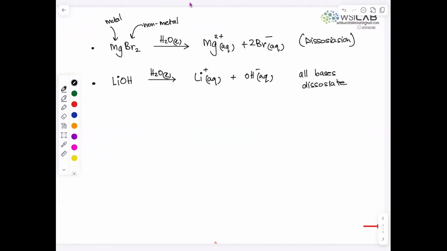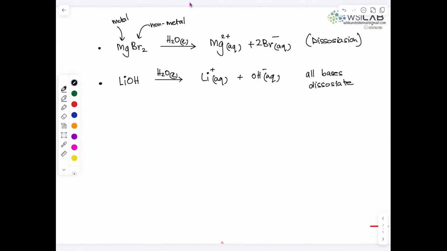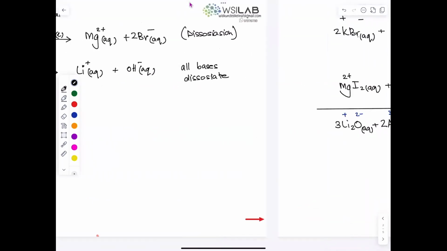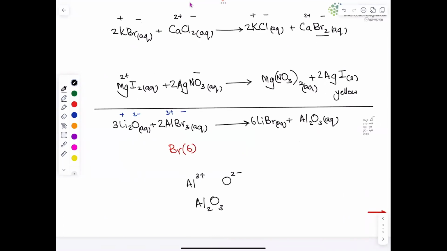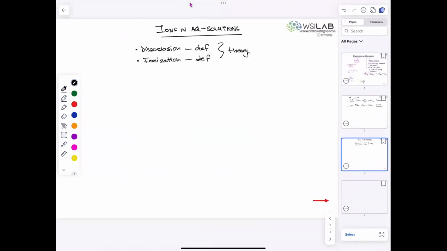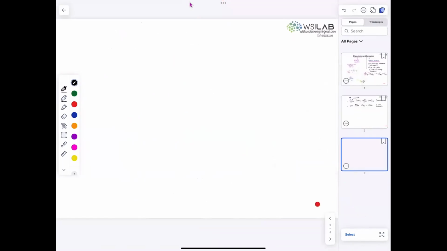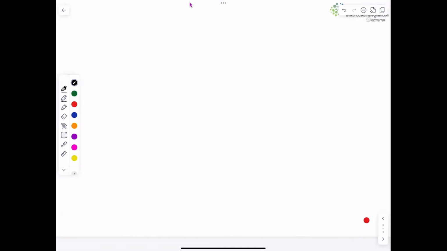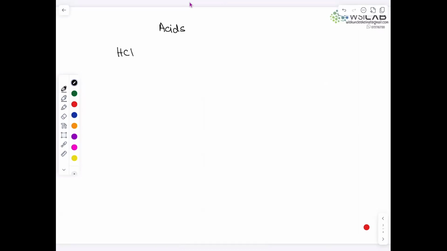Yes, you can, sir. Okay, so let's see what's happening here. We've done this one. This is not applicable for now, so let me delete this. Okay, so now let's look at our acids. I just want to add a page for acids. Page. Acids. Okay, so we've got hydrochloric acid, HCl.